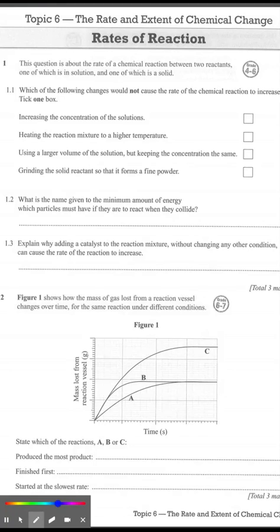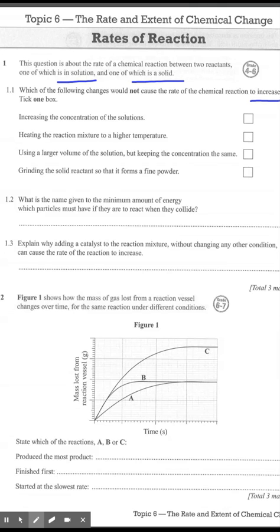Okay, so in this first question on rates of reaction, we're looking at the rate of a chemical reaction between two reactants, one of which is a solution and the other a solid. So it could be magnesium and hydrochloric acid, for example, which is in the next question. It's asking us for four statements and to identify which one is not going to cause the rate of a chemical reaction to increase.